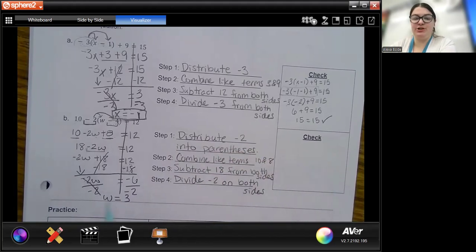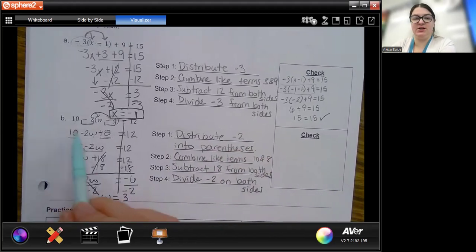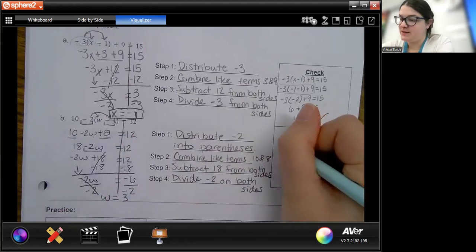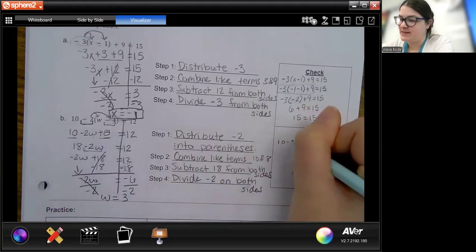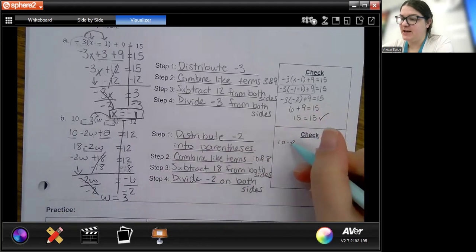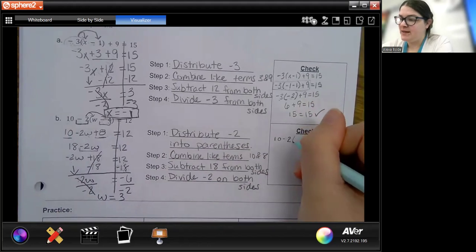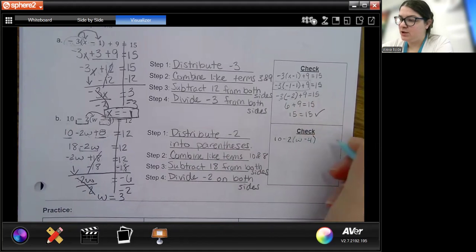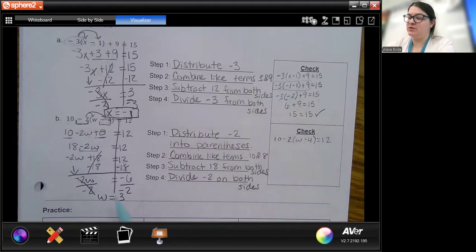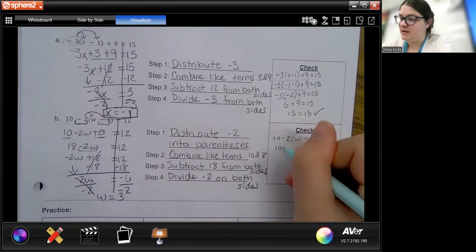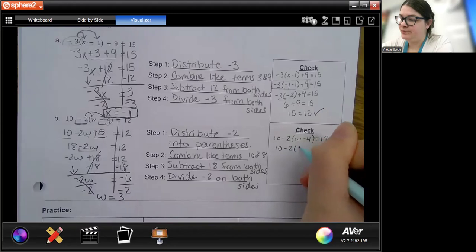Okay, and we are going to check. So we're going to put 3 into our original equation. So let's write this original equation exactly as it was given to us. So 10 minus 2, and then parentheses, we had W minus 4, close parentheses, equals 12. So let's rewrite it again, but with 3 in for W. So 10 minus 2, and then in parentheses, 3 minus 4 equals 12.